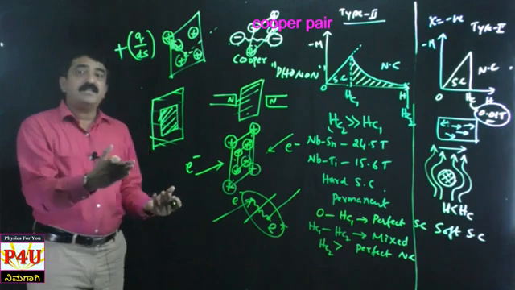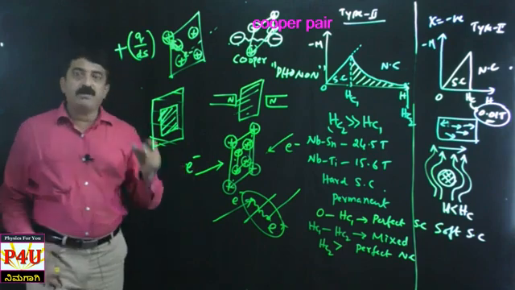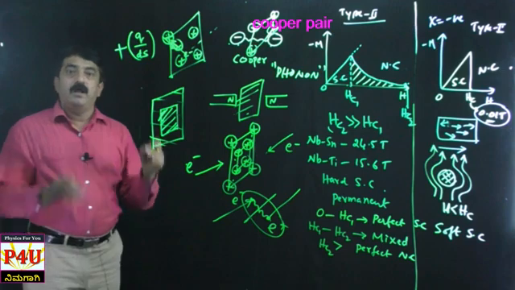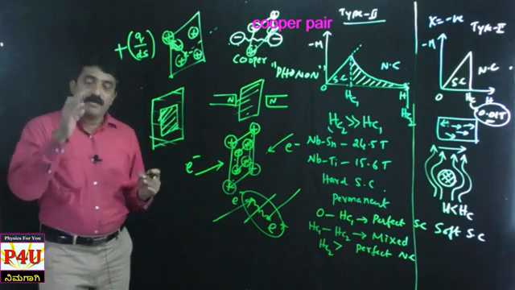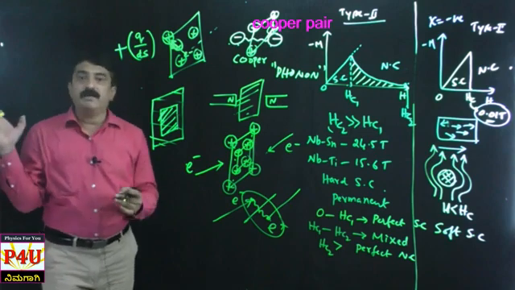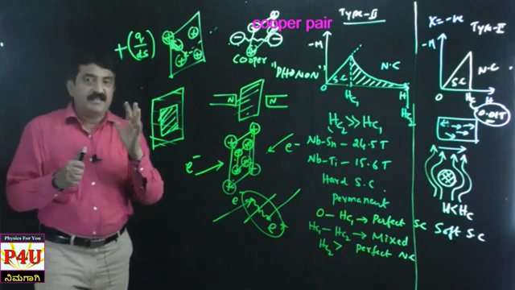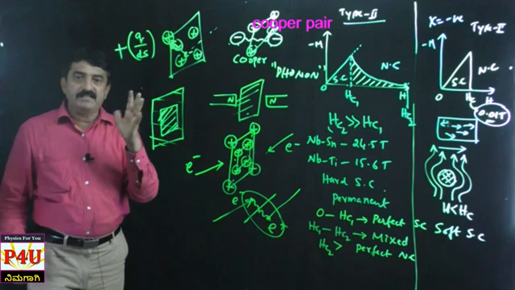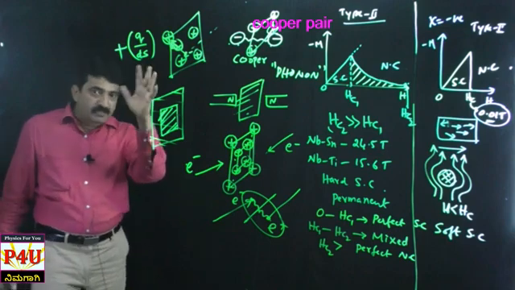See, this is the reason why you cannot convert copper into a superconductor, iron into a superconductor. Even though iron and copper are very good conductors, they never become superconductors because the lattice is not vibrating. Lattice is very rigid. For us, the lattice must be flexible.